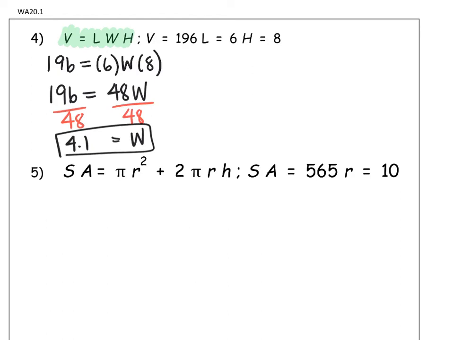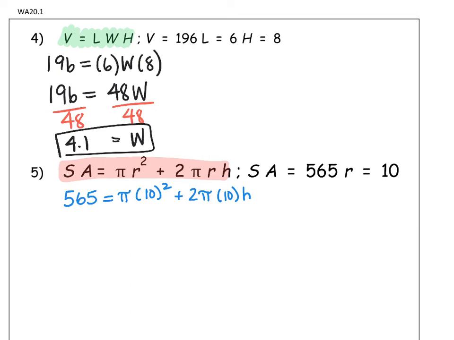Okay, let's look at another one here. So my formula for this one is surface area. This is the surface area formula for a cylinder, and we'll get to that in a little bit. But surface area is equal to pi r squared plus pi rh. And I'm going to give you the surface area value and the radius value, so we're going to plug into that. So my surface area is 565 equals pi times my radius, which is 10 squared, plus 2 times pi times my radius, which is 10, times the height.